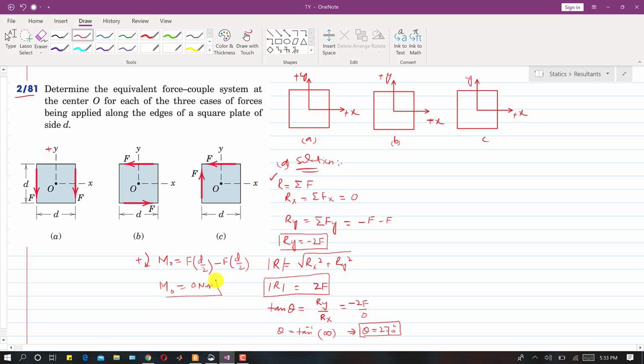So the moment is 0. Now if we replace these two forces by a force couple system, we will draw that here, and this will be the direction of that force. Its magnitude is 2F and it is at 270 degrees, and there is no moment, the moment is 0. So we have replaced these two forces by a force couple system. This is the solution of A.